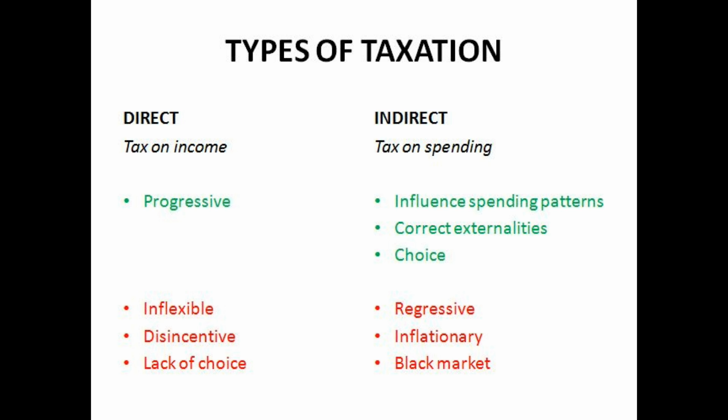Also, they can be used to correct externalities, negative externalities, as we looked at before with cigarettes and stuff. So that's quite a good one. And then it can influence spending patterns. So if the government wants people to spend more money on a certain thing, they might reduce taxes on it. They want people to spend less money on a thing, they'll increase taxes.